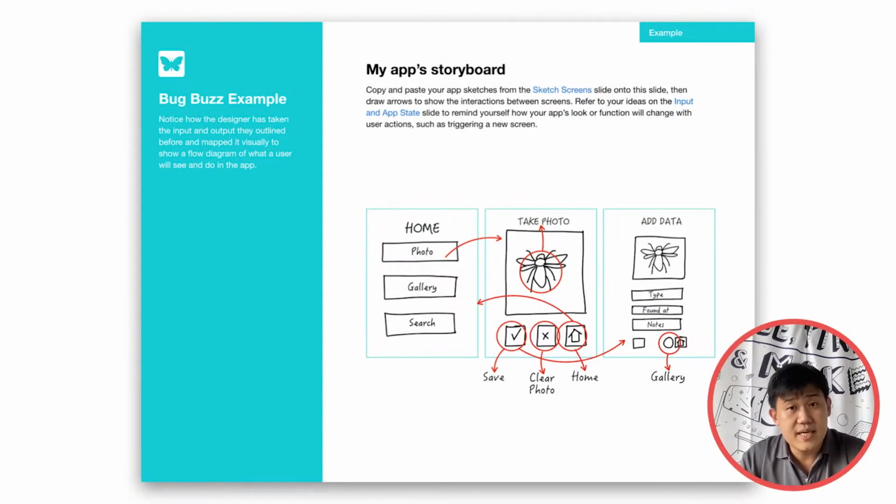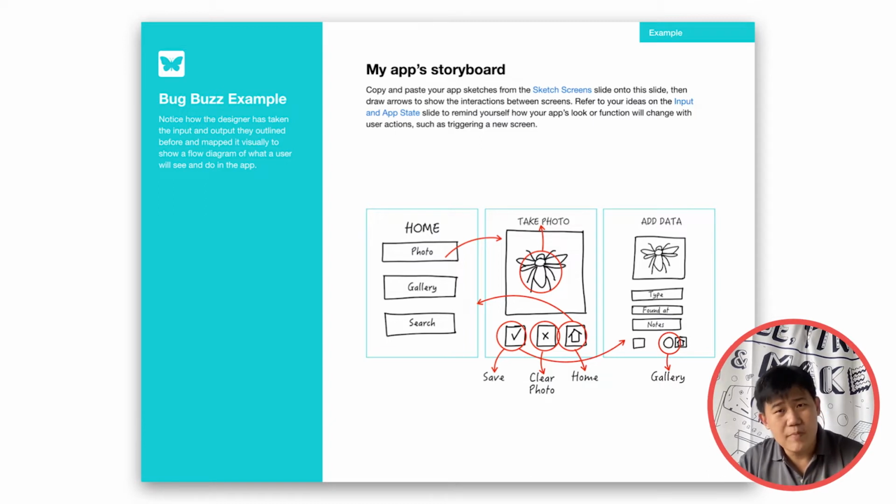So here's what BugBuzz has. BugBuzz has a take photo button, which goes to the second screen. And there's also a save button. Oh, that's clever. They have a save button. We don't have a save button. That's because they copied ours, I think.